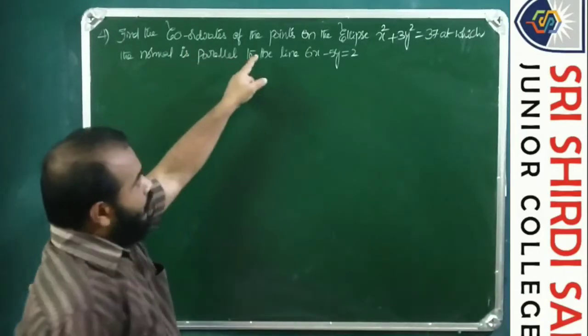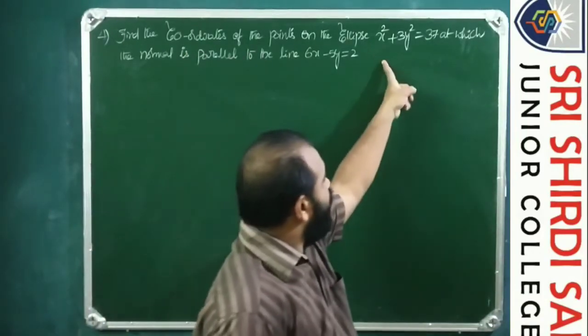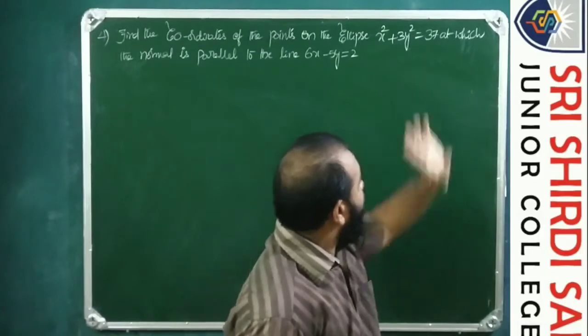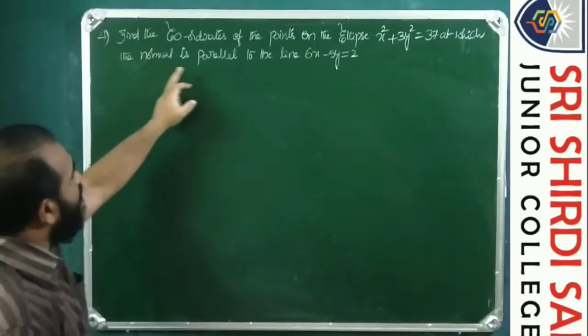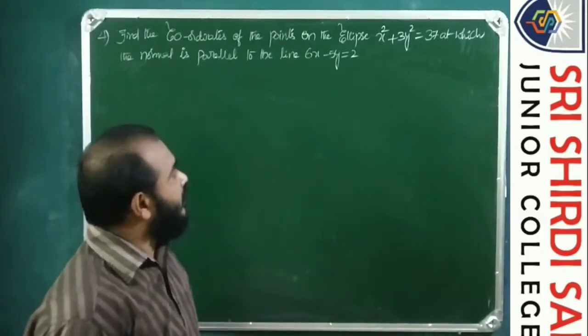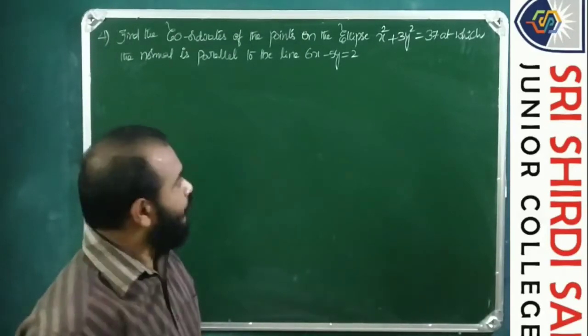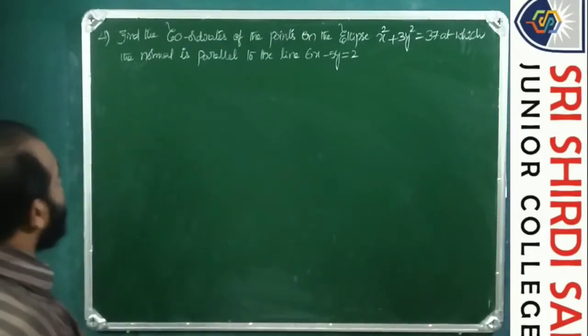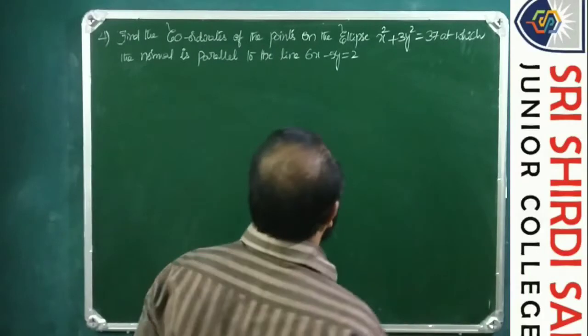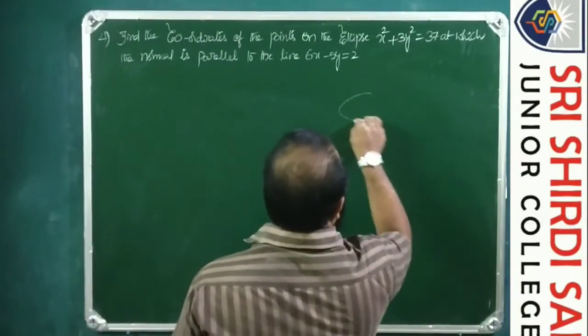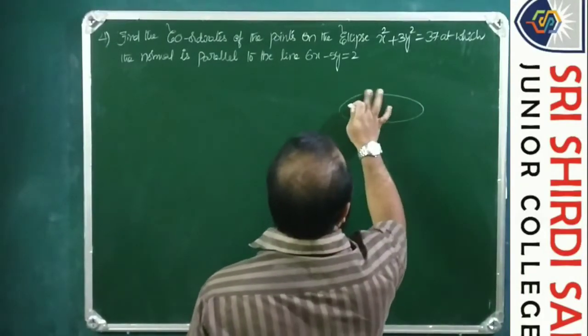Find the coordinates of the points on the ellipse x square plus 3y square equals 37 at which the normal is parallel to the line 6x minus 5y equals 2. So what the question says is coordinates of the points on the ellipse. So let us suppose that this is our ellipse.